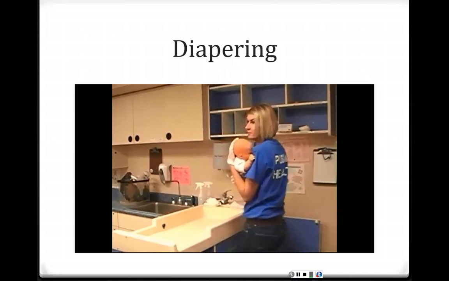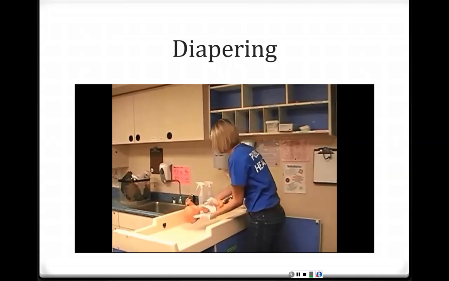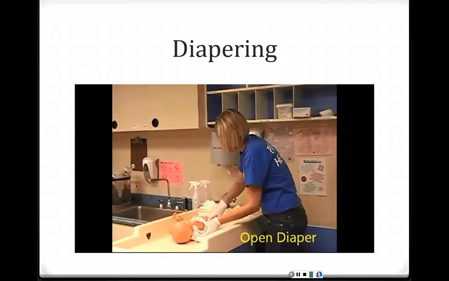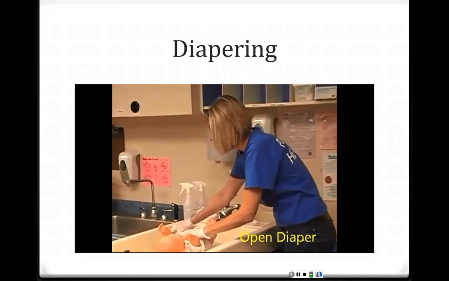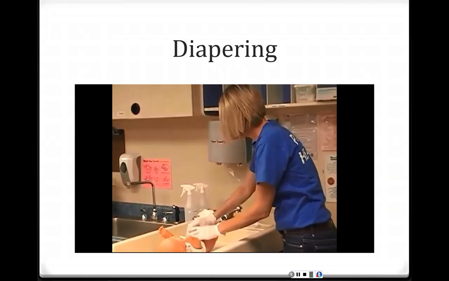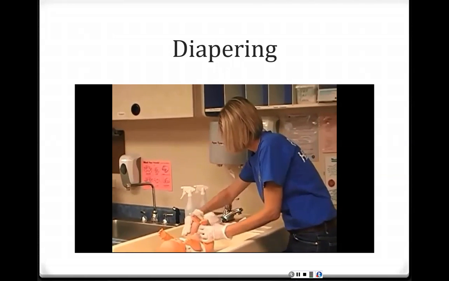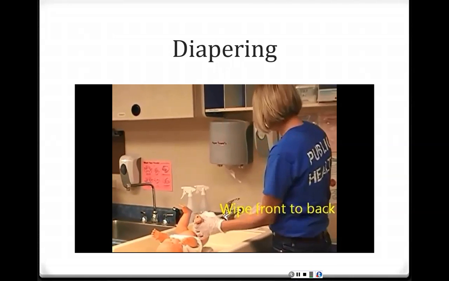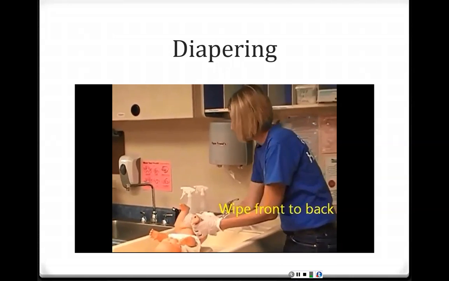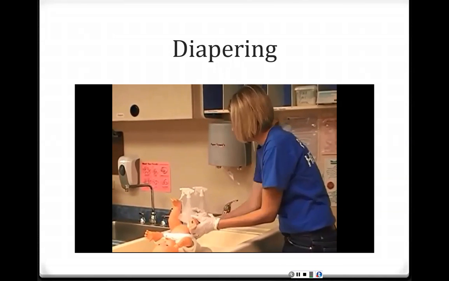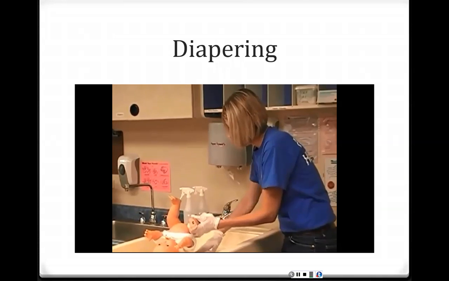Now I'm ready to begin my diaper changing. So I lay the child on the surface. The minute I start to open the diaper up, I am now dirty. So I don't want to do anything else but care for this child in their diaper. I'm going to wipe top to bottom and leave the diaper under the child. Grab my first wipe, top to bottom, and leave it on the diaper. Wipe top to bottom and leave it on the diaper.